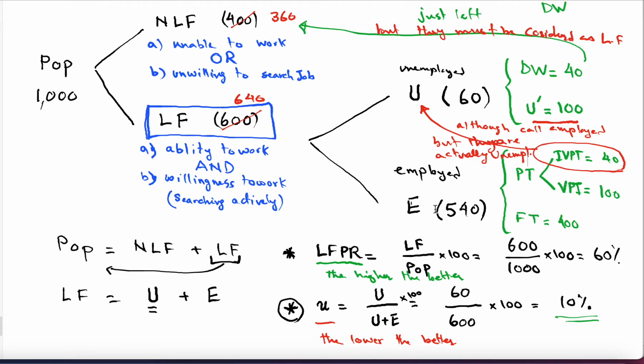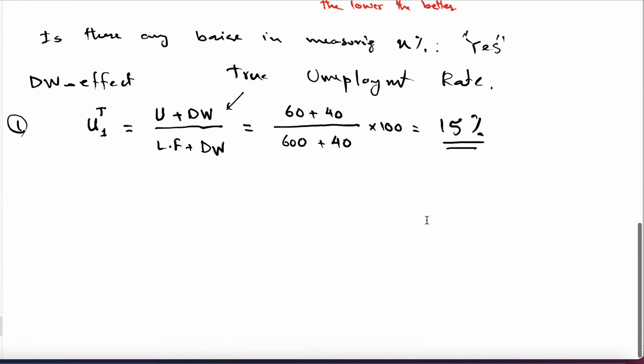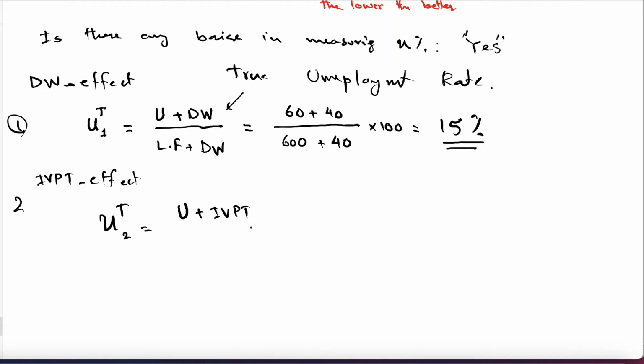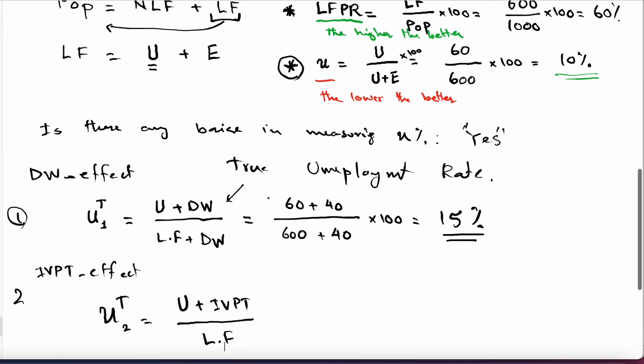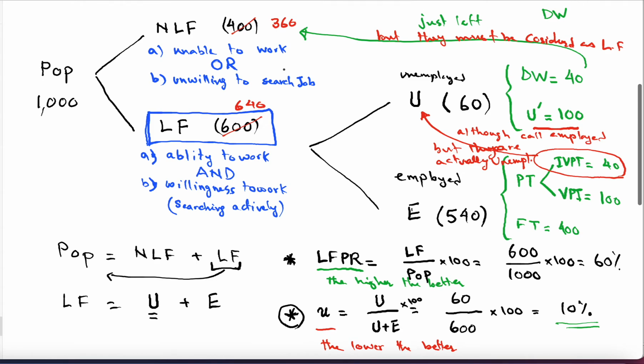So case 2 is called the involuntary part-timers effect for true unemployment. So true unemployment number 2 would be U plus the involuntary part-timers divided by the labor force. Because both are inside the labor force, that's why I'm putting a dash here.